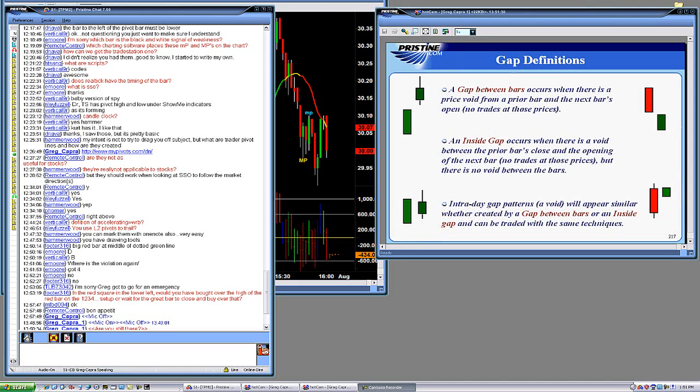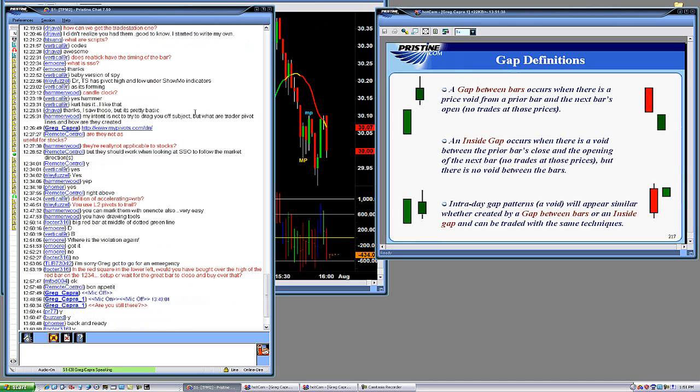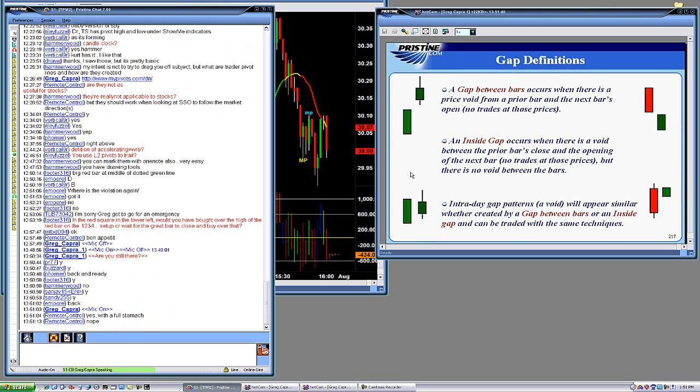Gaps create price voids, which is what we're after. They look the same as we view intraday charts. Whether it's gapping inside the bar or gapping away from a prior day's bar, it creates a void on the intraday chart. Okay?